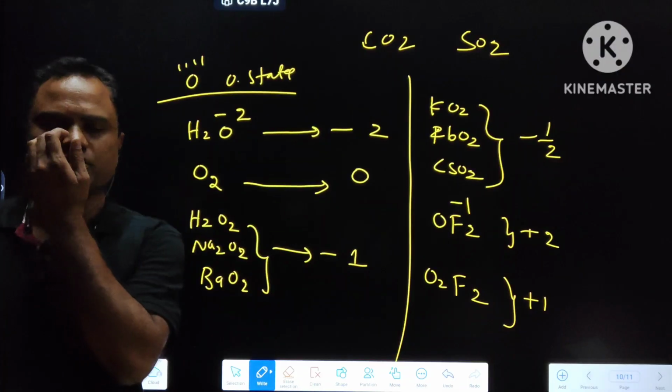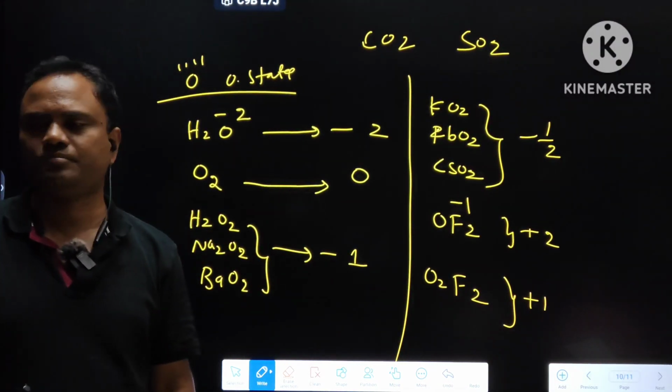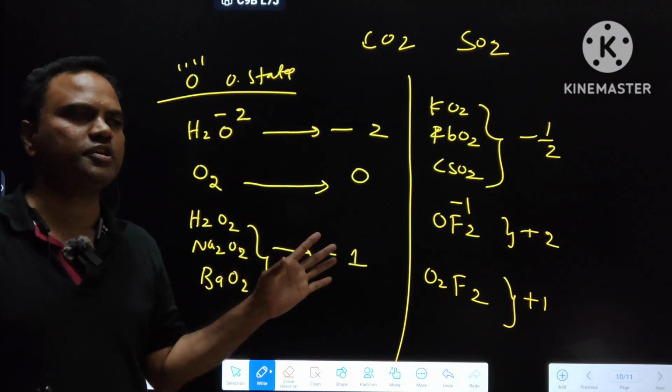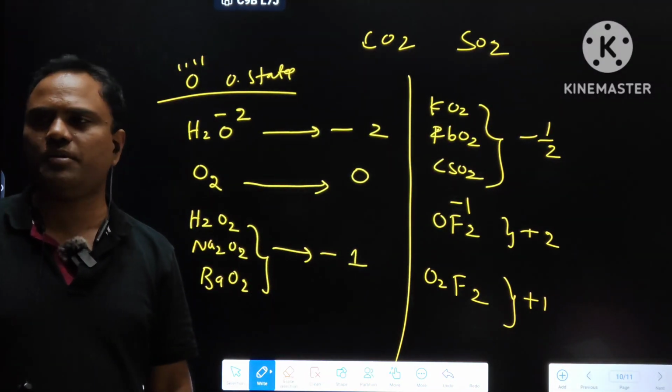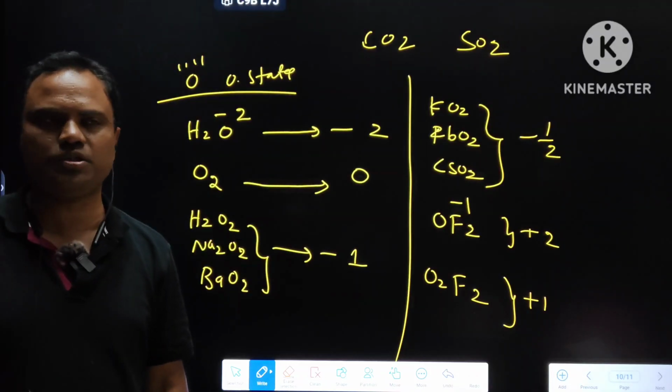Oxygen difluoride and dioxygen difluoride. Some important oxidation states of oxygen, and zero oxidation states also explained: carbonyl compounds, metal amalgams, and molecules in which the same kind of atoms are present.